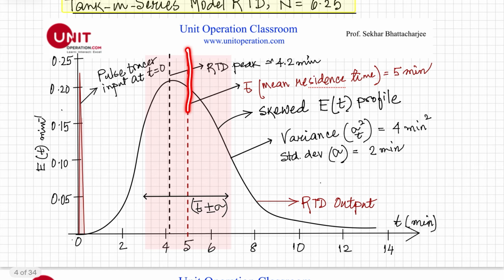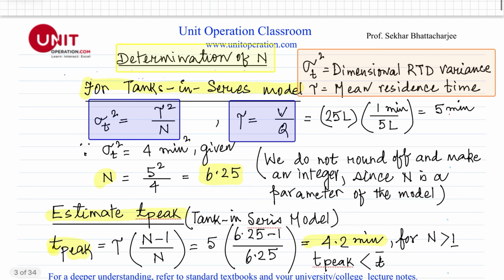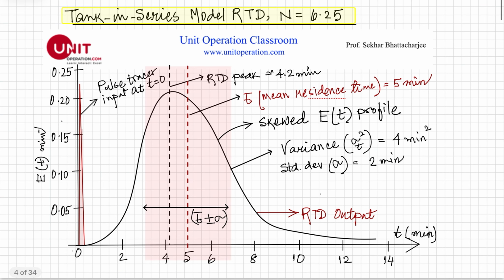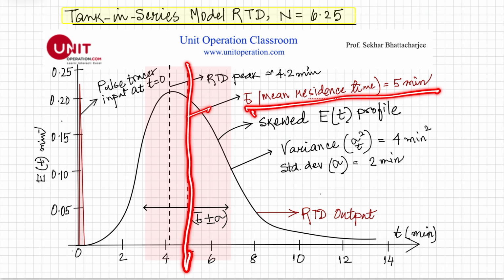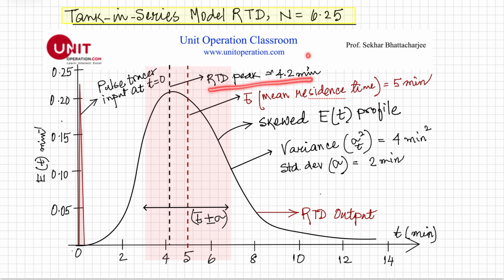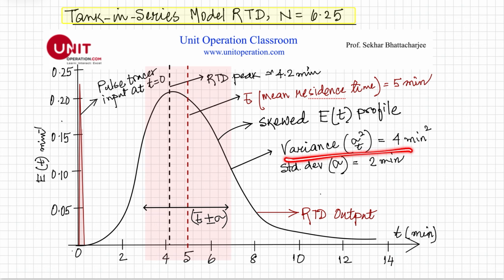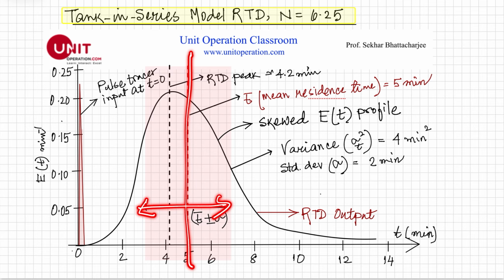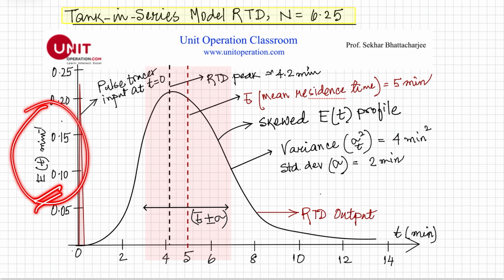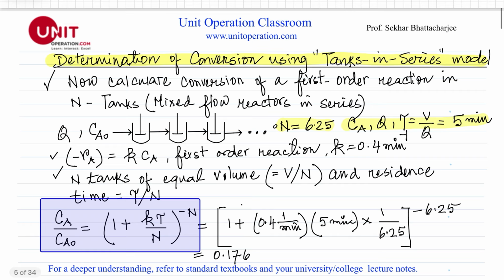And the average residence time, which is calculated right here, is 5 minutes. The peak is at 4.2 minutes. The curve is skewed, because it goes like this. And the variance is 4 minutes squared. Around the average, if we take plus or minus 1 sigma, that would be a band right here. Just read these things in a standard textbook. So this is my RTD output, and this is the E(t) curve. We'll see how this E(t) curve is constructed from actual experimental data.